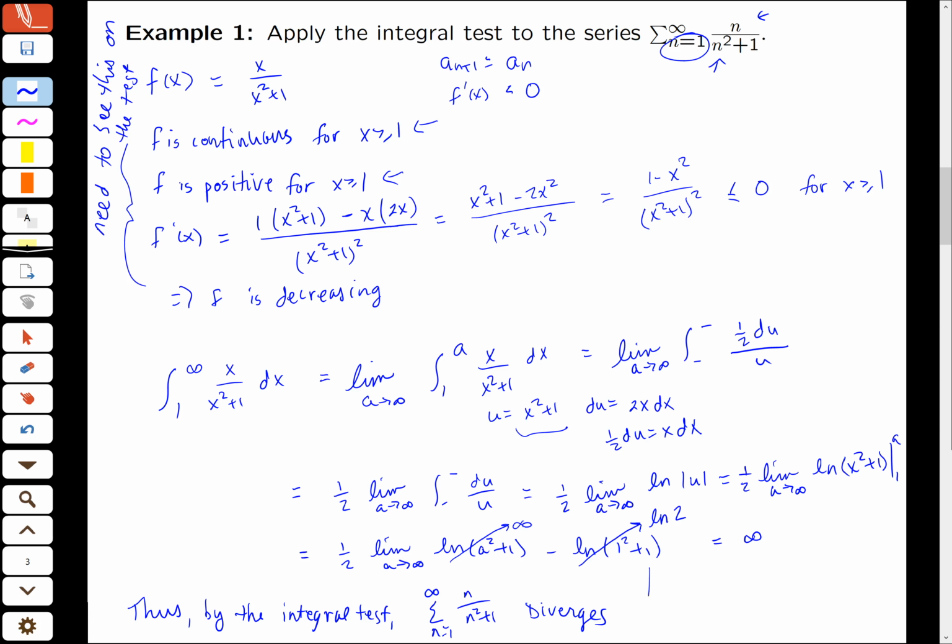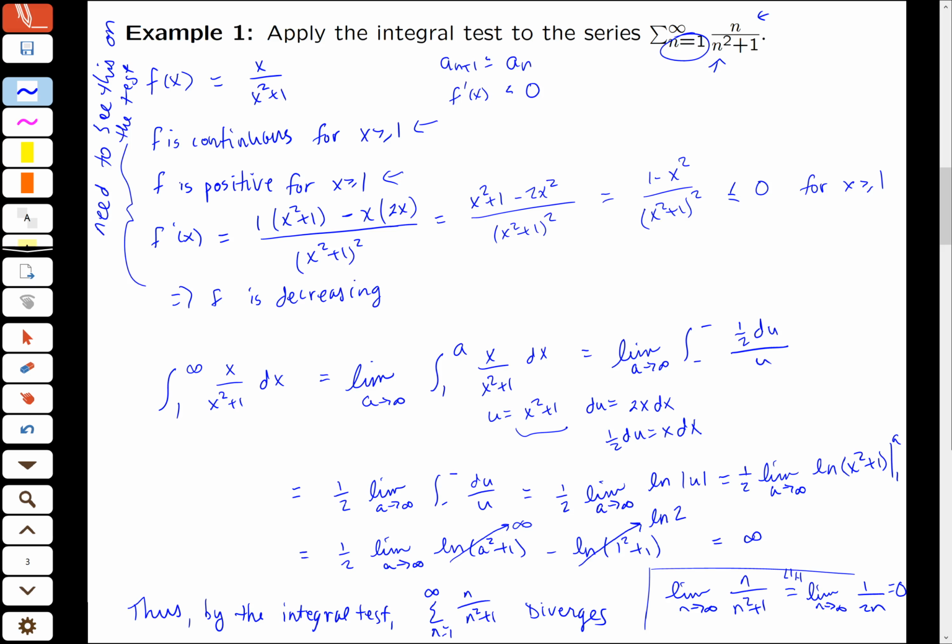I want to point something out to you. This is not part of this example. But if you look at the limit as n goes to infinity of n over n squared plus 1, use L'Hopital's rule. You have the limit as n goes to infinity of 1 over 2n. Where does that go? 0.